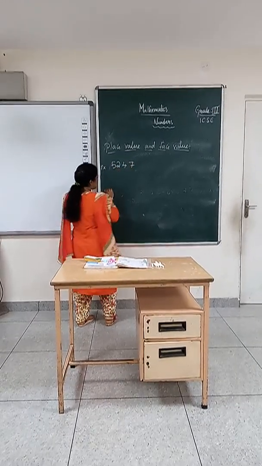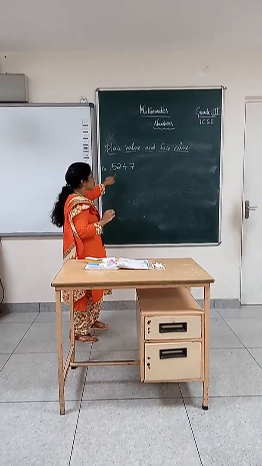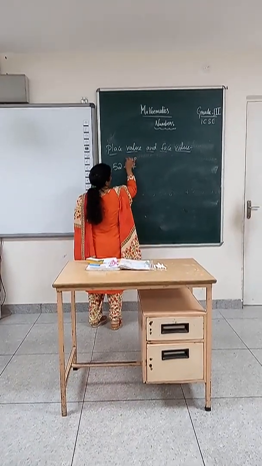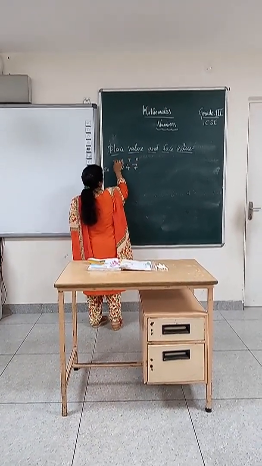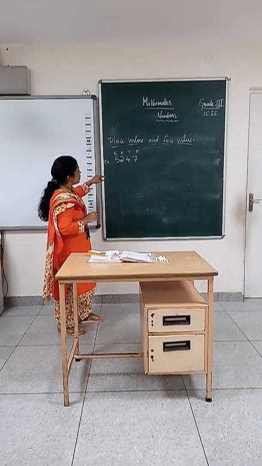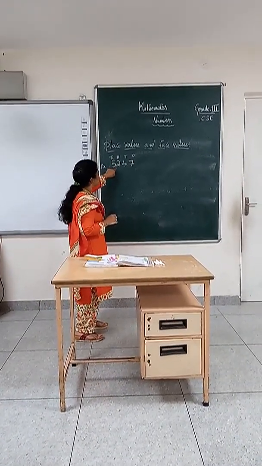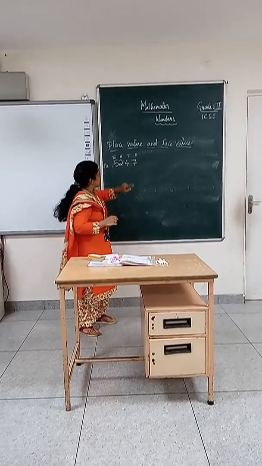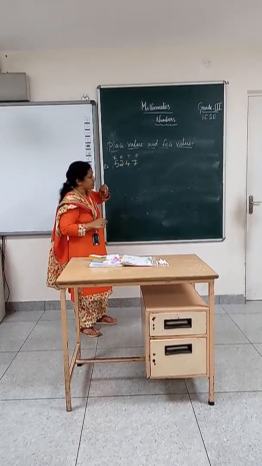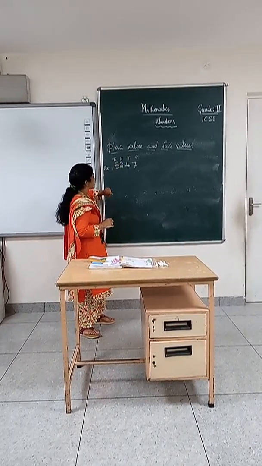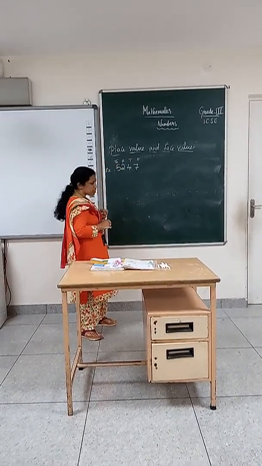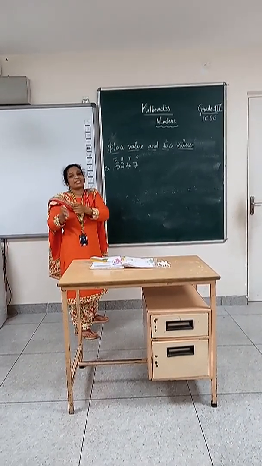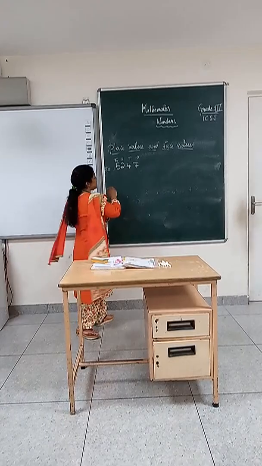Now here I have written a number, 5247. Let us write the place values: ones, tens, hundreds and thousands. Now you can see that in the number 5247, the 7 is in ones place, 4 is in tens place, 2 is in hundreds place, and 5 is in thousands place. So each number has its own unique place value. Let us write that.